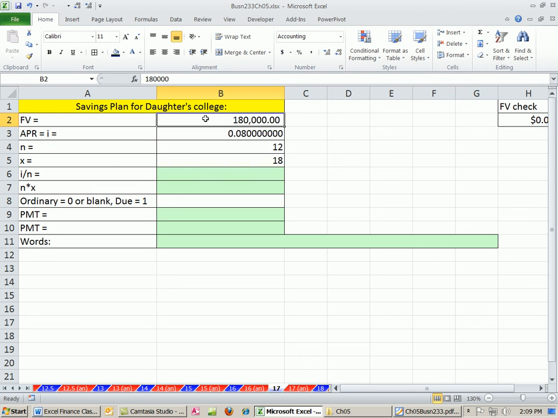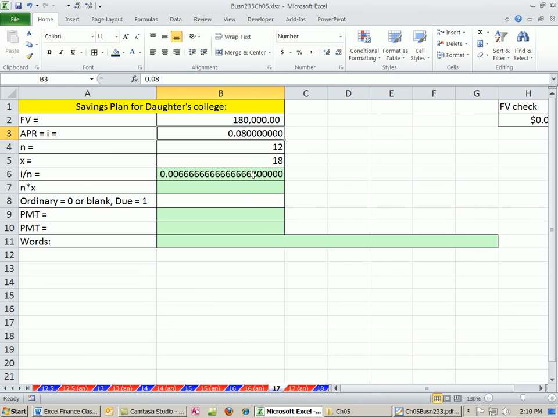We think we're going to need 180,000. We think we can get 8% compounded monthly, 18 years. So we need to know how much to put in each month to save up for the daughter's college. And probably this one's got to be a lot more than that, but we'll start with that. Period rate, 8% divided by 12.